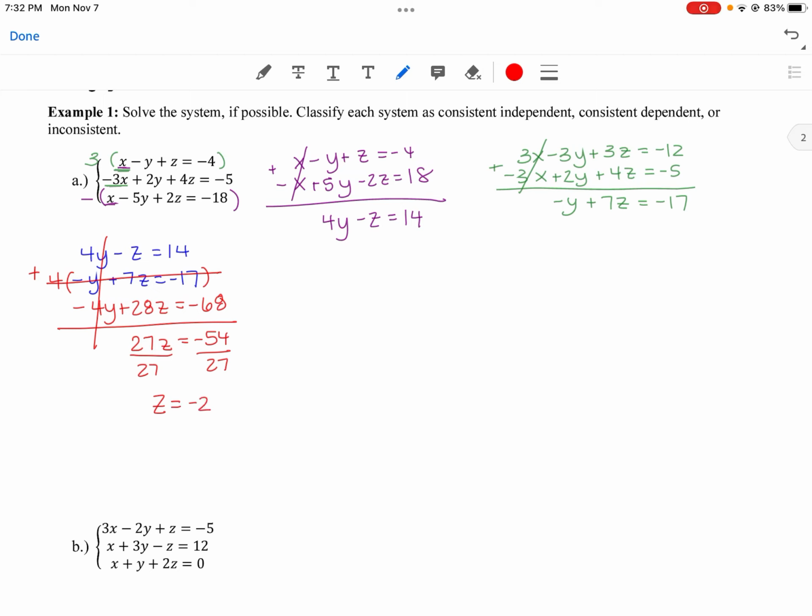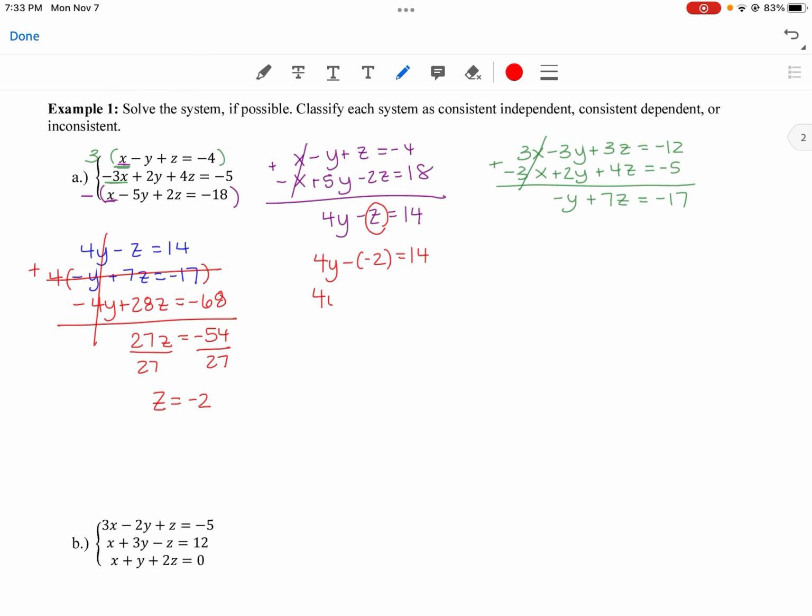So now it's a matter of plugging that back in. So maybe I go over here and plug in that negative 2 for z. So I've got 4y minus a negative 2 equals 14. You really can use either equation. This is just the first one. You can go back to this green one as well. We're going to want to go to one of those two that just has z and y in it. So now we have 4y plus 2 equals 14. Subtract 2: 4y equals 12. Divide by 4, and y equals 3.